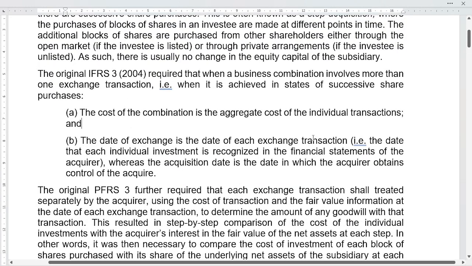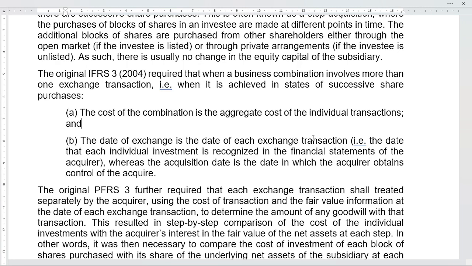The original IFRS 3 of 2004 required that when a business combination involves more than one exchange transaction, that is, when it is achieved in stages of successive share purchases: A. The cost of combination is the aggregate cost of the individual transactions, or it is the amount of all transactions made. Or B. The date of exchange is the date of each exchange transaction. That is the date that each individual investment is recognized in the financial statements of the acquirer. Whereas the acquisition date is the date in which the acquirer obtains control of the acquiree.